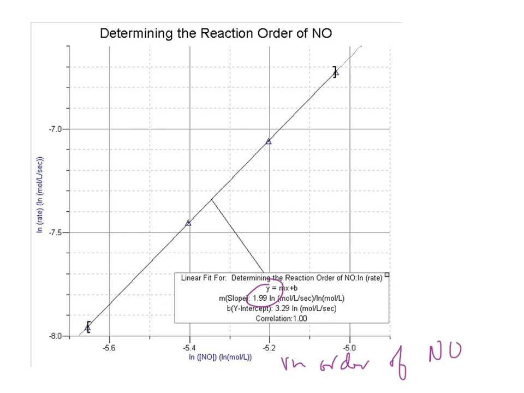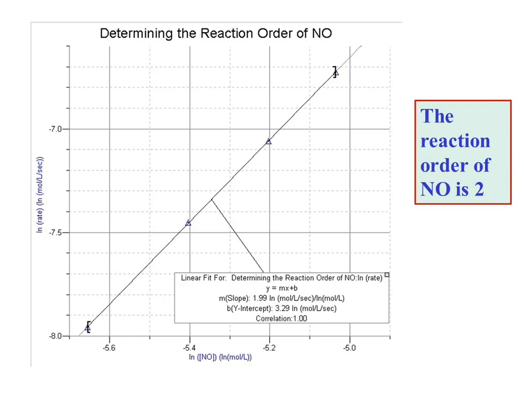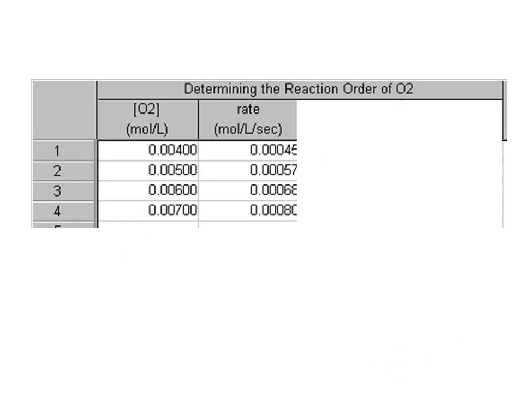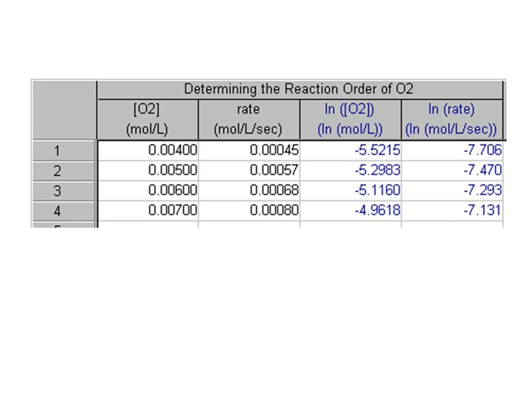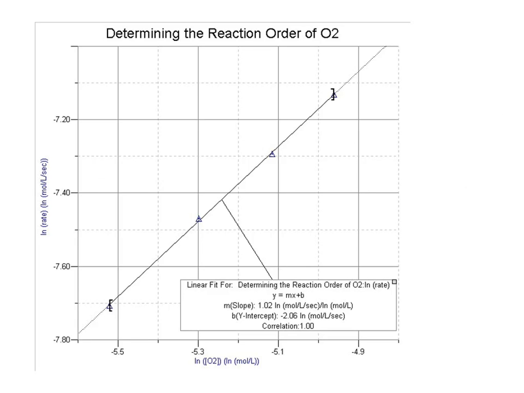Okay, so this is going to be similar, looking at the last 4 experiments, where the O2 varied and the NO was held constant. Of course, we need 2 calculated columns. The natural log of the O2 is going to go along the x-axis, and the natural log of the rate is going to go along the y-axis. So here's what that plot looks like with those 4 points.